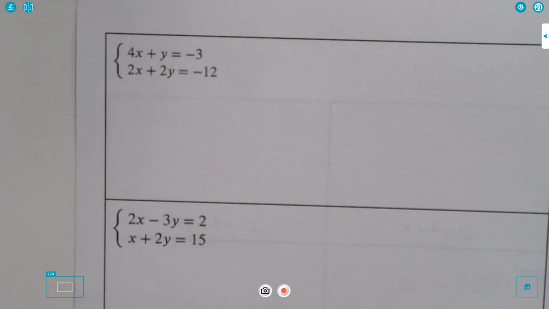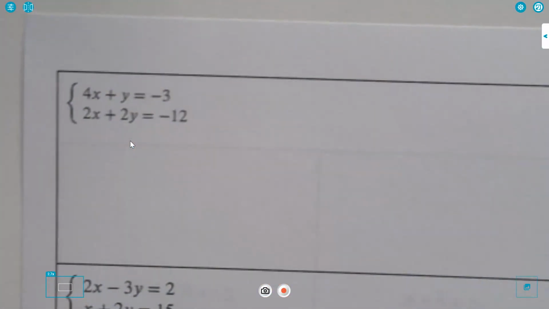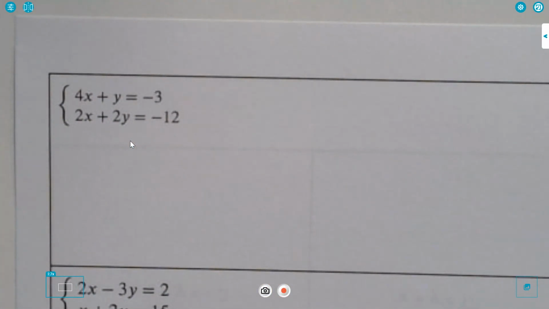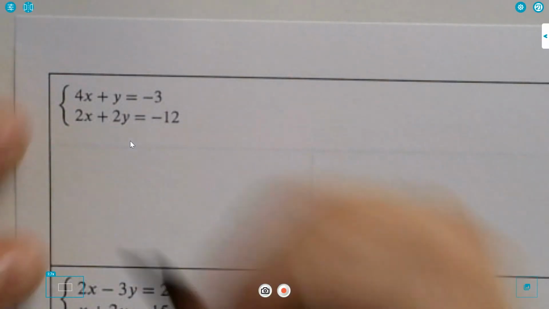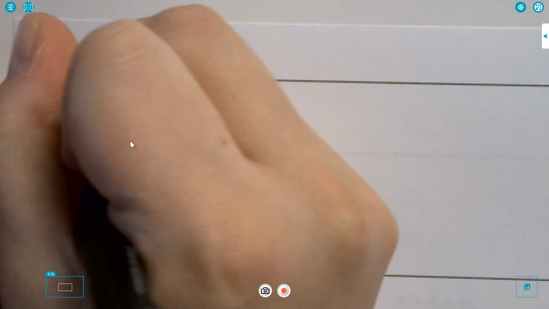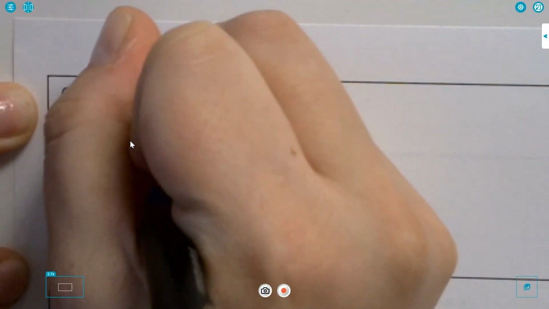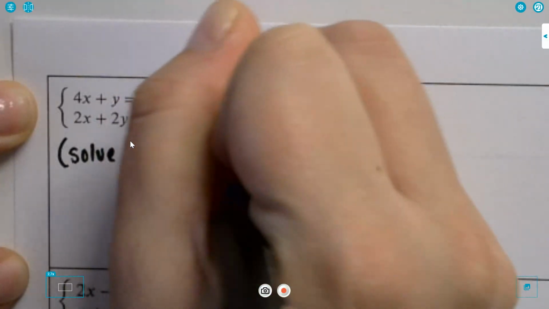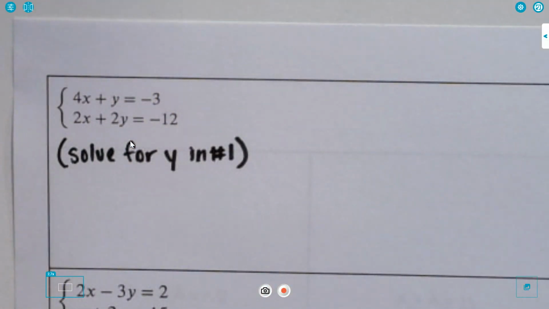So, in this first system here, which of these variables out of all 4, x, y, x, y, is closest to being by itself? Which y? The top one. So, put a little note to yourself that you are going to solve for y in number 1. So we're solving for y in the first equation, which I'm calling number 1. Then we are going to go ahead and do that.